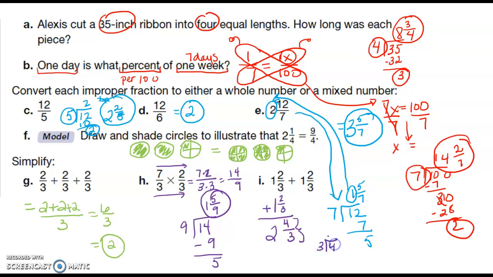So 3 goes into 4 once, with 1 remaining. So 1 1/3. And remember, just like we did here, I'm going to have to add that 1, the whole 1, to 2. So I have 3 1/3 is my answer.